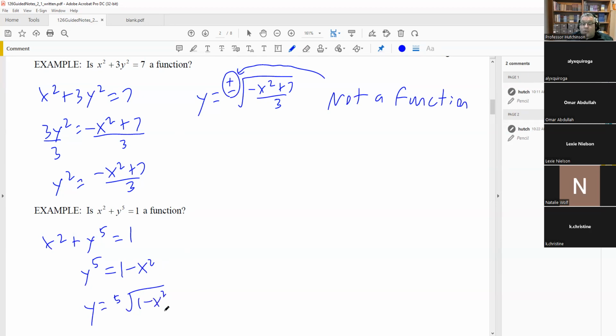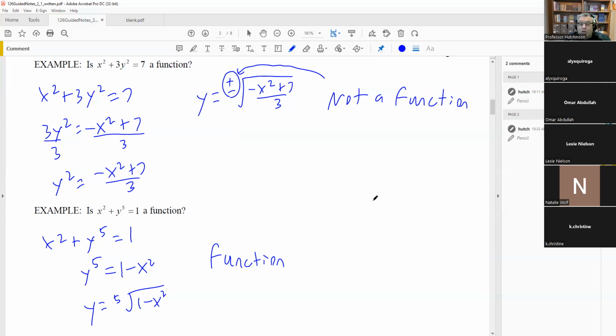So for this, for instance, if I put a 0 in for x, I get the 5th root of 1, which is just 1. There's no plus or minus here. So in this case, this is going to be considered a function, because if I put a value in for x, I'm only going to get one value for y. There is no plus or minus on this one. So that tells us that that's going to be a function. So if you notice on this, we can actually make a generalization that's going to allow you to solve some problems in the homework a lot easier than doing this.